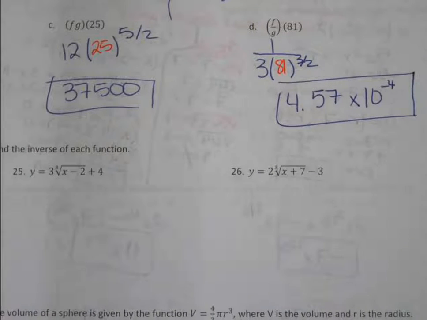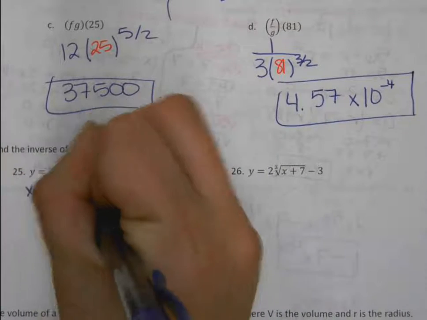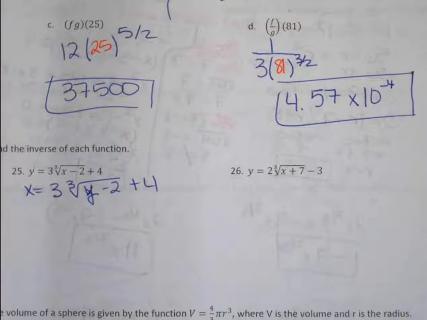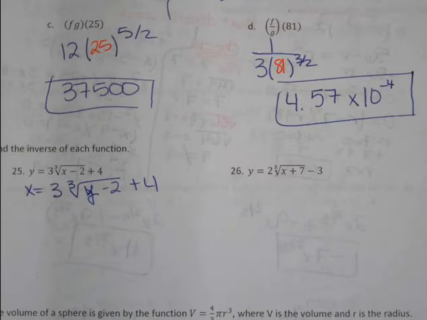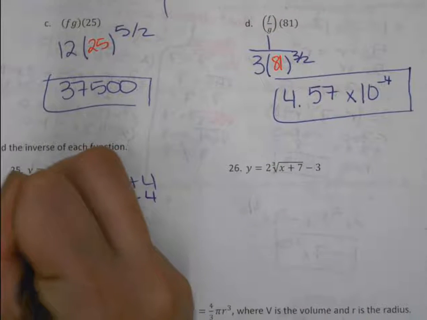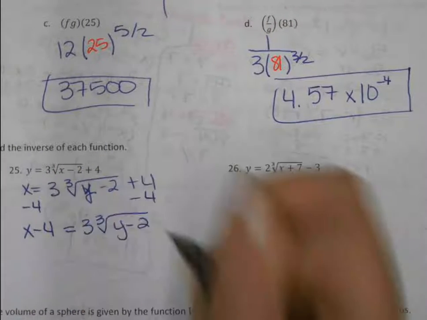On 25, it wants me to find the inverse of the function, so what I'm going to do is switch my x and y's. Then I want to work to get y by itself, so the first thing I'm going to do is subtract 4 on both sides. So I have x minus 4, but then I still have 3 cubed root of y minus 2.